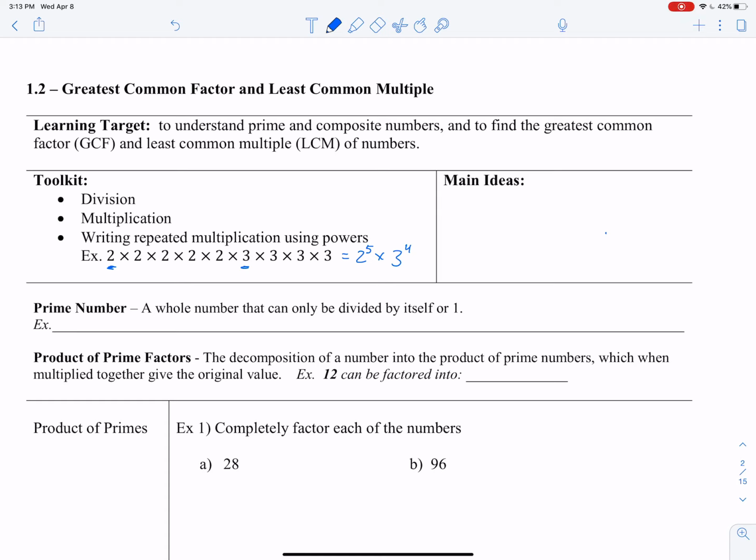The next thing to review is the difference between prime and composite numbers. Prime numbers are whole numbers, so it can't be a decimal, whole numbers that can be divided only by itself or by 1. So 0 and 1 are not prime numbers. Those are special cases. So they're neither prime nor composite. We're going to put those aside for now and focus on prime numbers first.